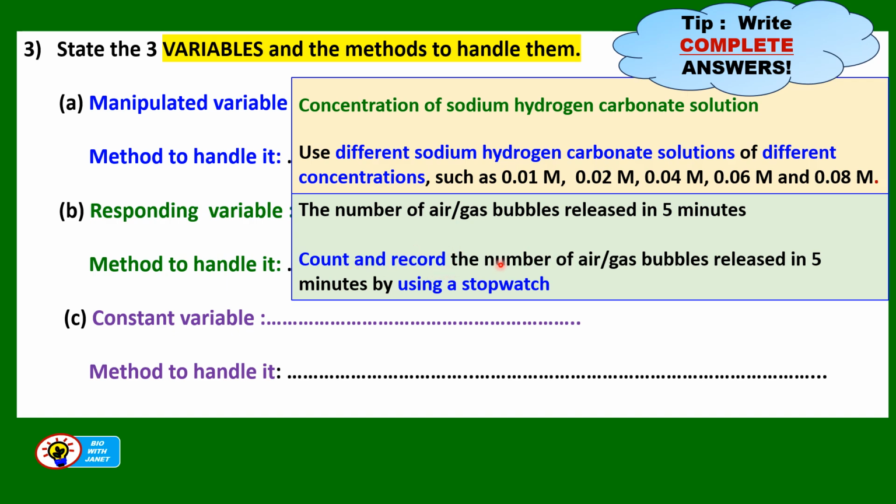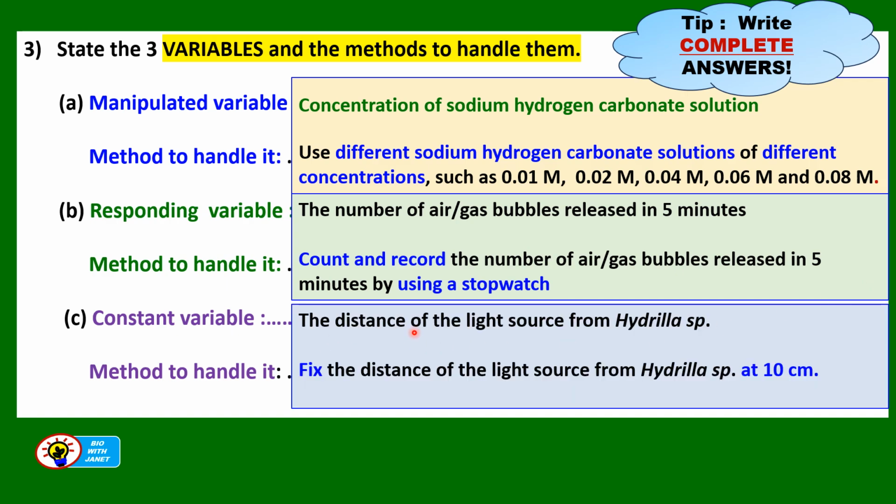Okay, so count and record the number of air bubbles released in 5 minutes, and you must state the apparatus used. Okay, so this is another mistake. Some students forgot to write by using a stopwatch. So write complete answers and be careful to write complete answers.